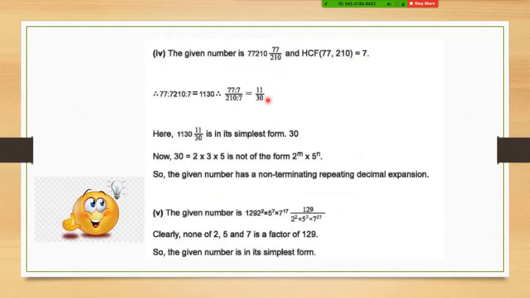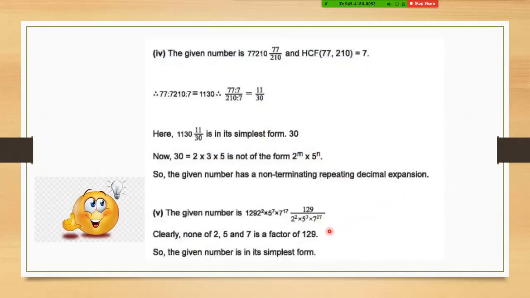First, bring it to the simplest form. There are no common factors, so it cannot be divided further. So, 11 upon 30. Now, 30 can be written as 2 into 3 into 5. I don't need this 3 here. That means it is not in the form of 2 and 5. So, the given number has non-terminating, repeating decimal expansion. Okay with that?